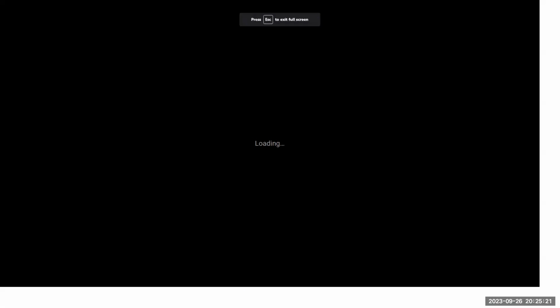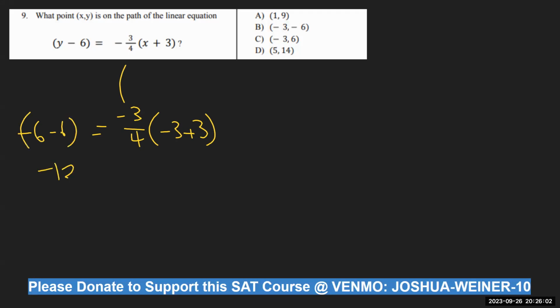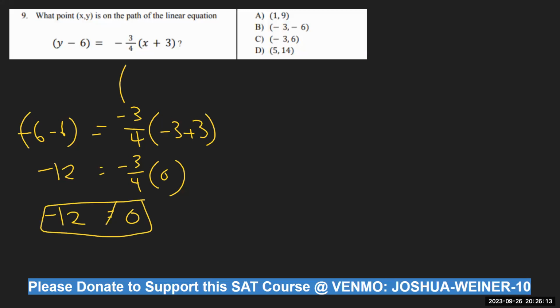We'll solve them quickly and then we'll stop for tonight. Question 9 says, what point is on the path of the linear equation y minus 6 equals -3/4 x plus 3? And you put choice B, so I'm going to plug that into the equation. We have x equals -3, and if we plug in -6 minus 6, that would be -12, but this would be -3/4 times 0. So -12, 0. So B was incorrect.